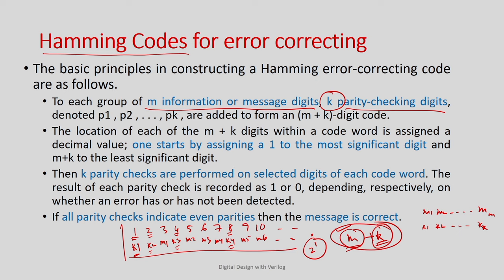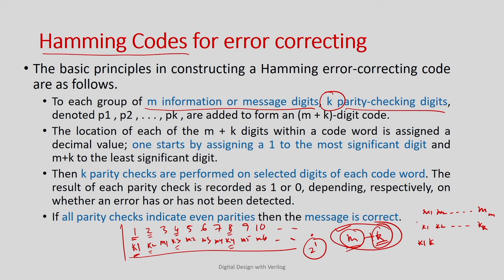Okay. And once we receive this code, if a single bit error has happened, this will impact the values of k1, k2, k3, the parity bits. And from the values of k1, k2 to kk, I will identify exactly which location the error happened. Okay. So, that is the core idea.